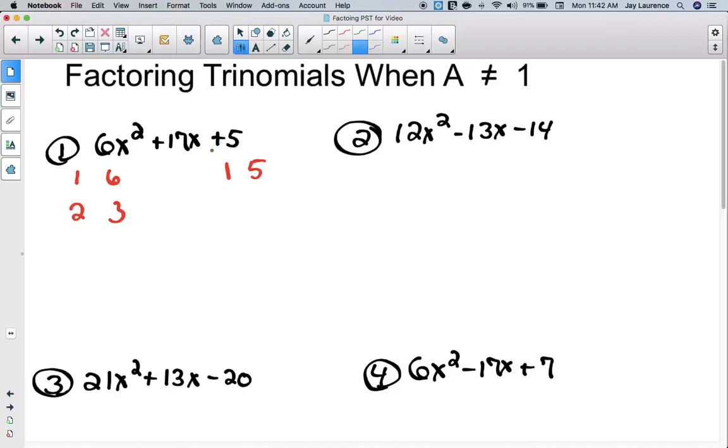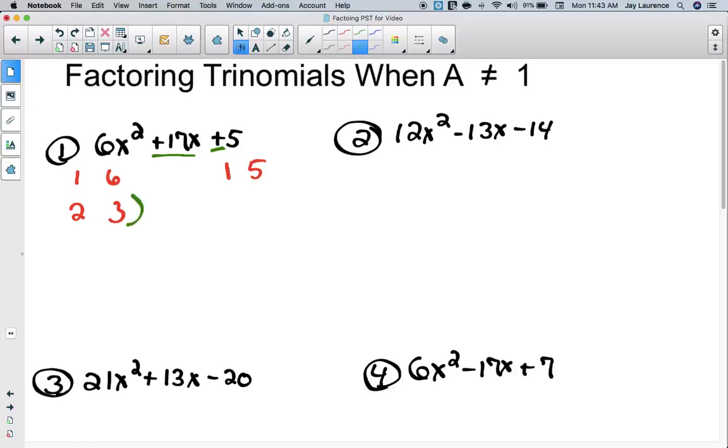Now, because C is positive, I'm going to add the products together that I get. What do I want to get? I want to get a 17, a positive 17. All right? So let's see if I can do this. I think I'm going to try 6 times 5 is 30. Well, if I add, I'm already at 30, I'm going to go way over 17. So that's not going to work. 6 times 1 is 6. 1 times 5 is 5. 6 plus 5 is 11, not 17. It's not going to work.